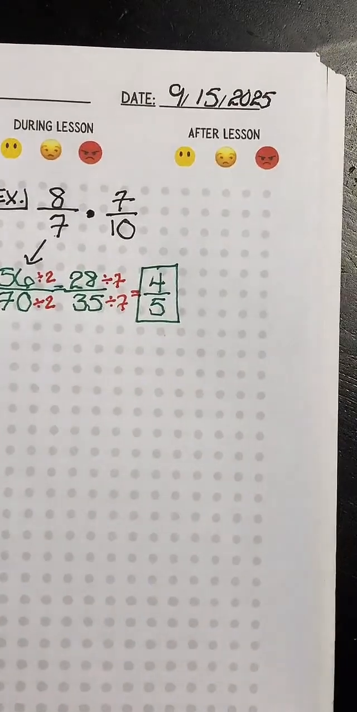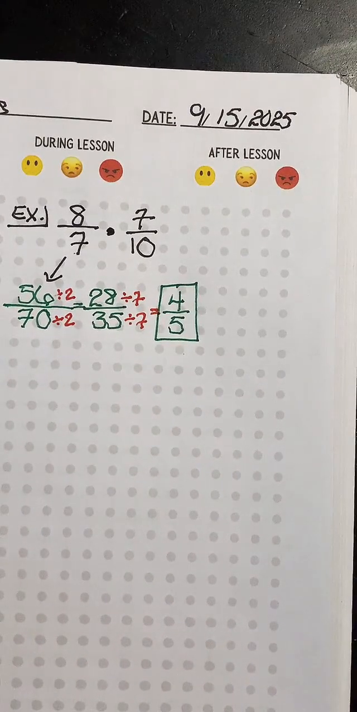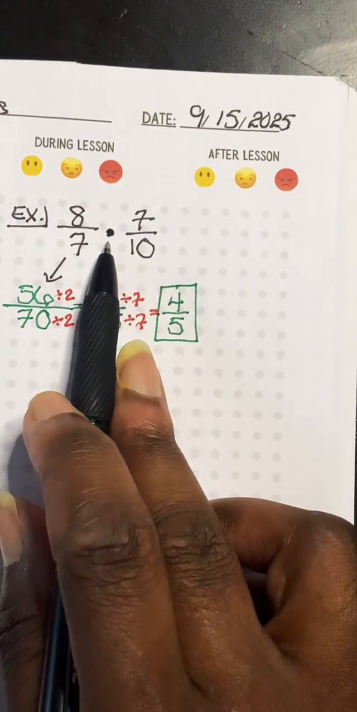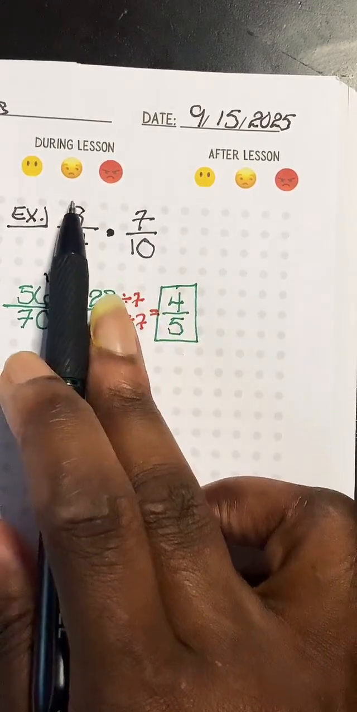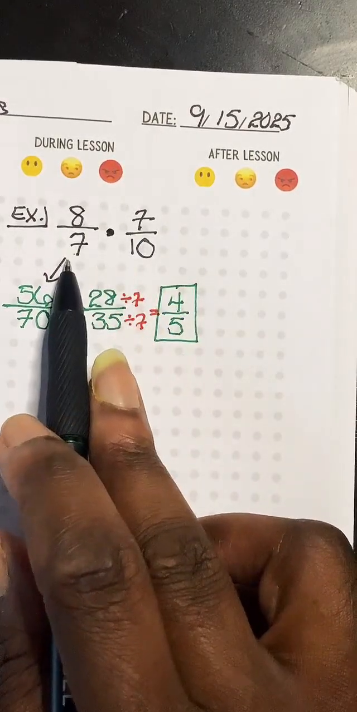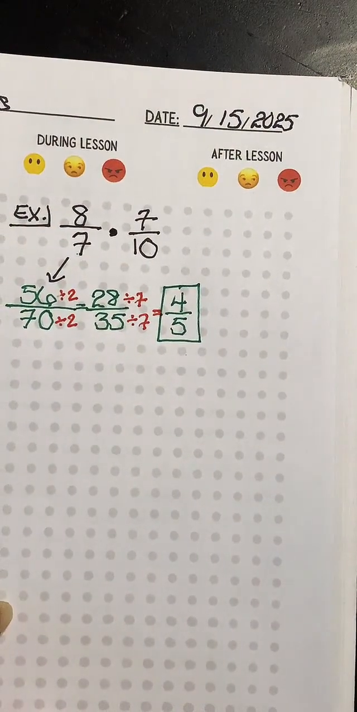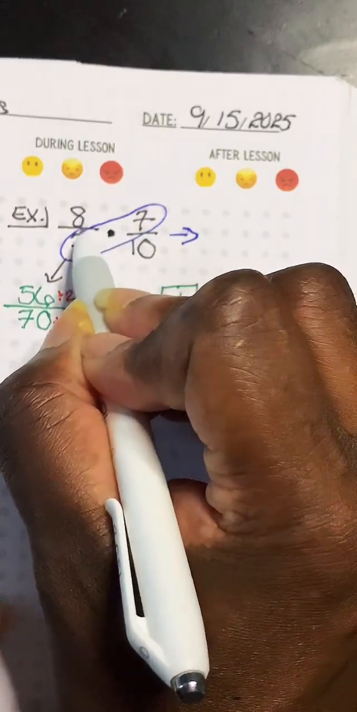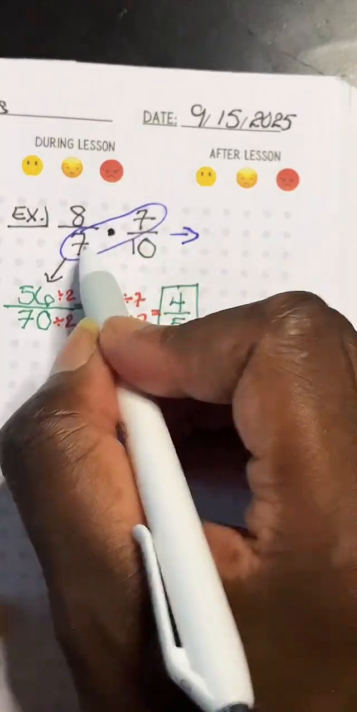The other way is called cross simplification. Okay, cross simplify. When you have a multiplication symbol in between, you always want to look on the cross to see if there's any numbers that we can cancel out. So if we go back to our original, and I'm going to put that answer over here. Right here, I have 7 over 7. 7 divided by 7 gives me a 1. 1 up here, 1 down there.